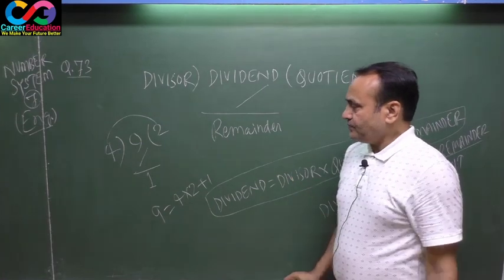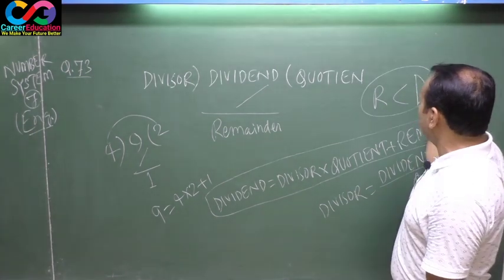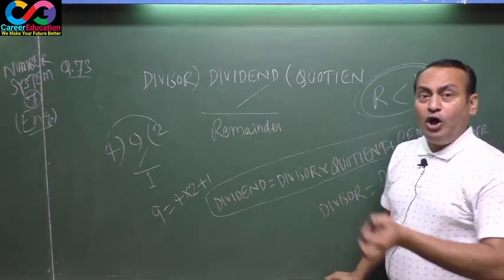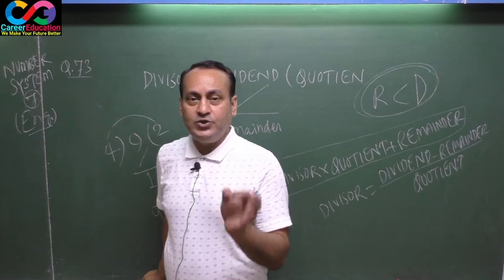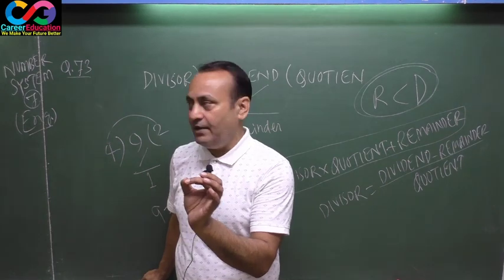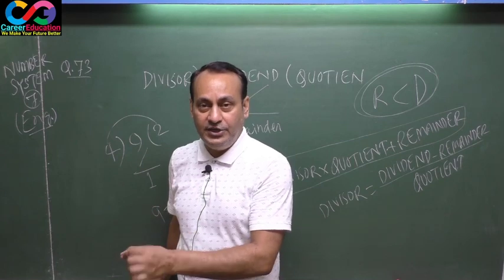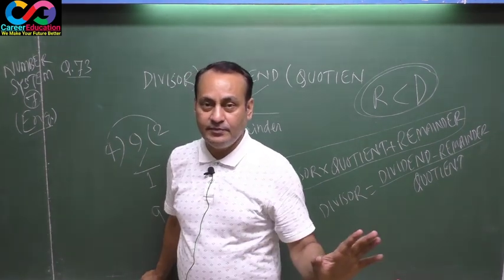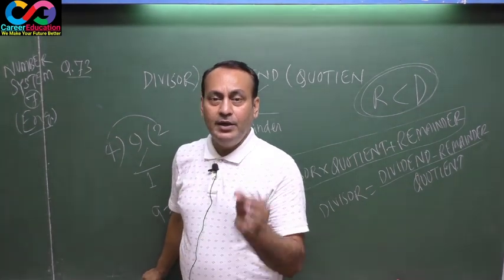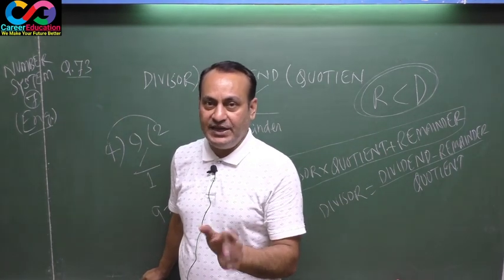One more thing here, you must note down this as well. This is very important for your knowledge. Remainder is always less than divisor. Means if you divide any number by 5, 5 is your divisor. Remainder will be either 0 or 1 or 2 or 3 or 4, nothing else. That means remainder must be less than divisor. Again remember, this must be kept in your mind.